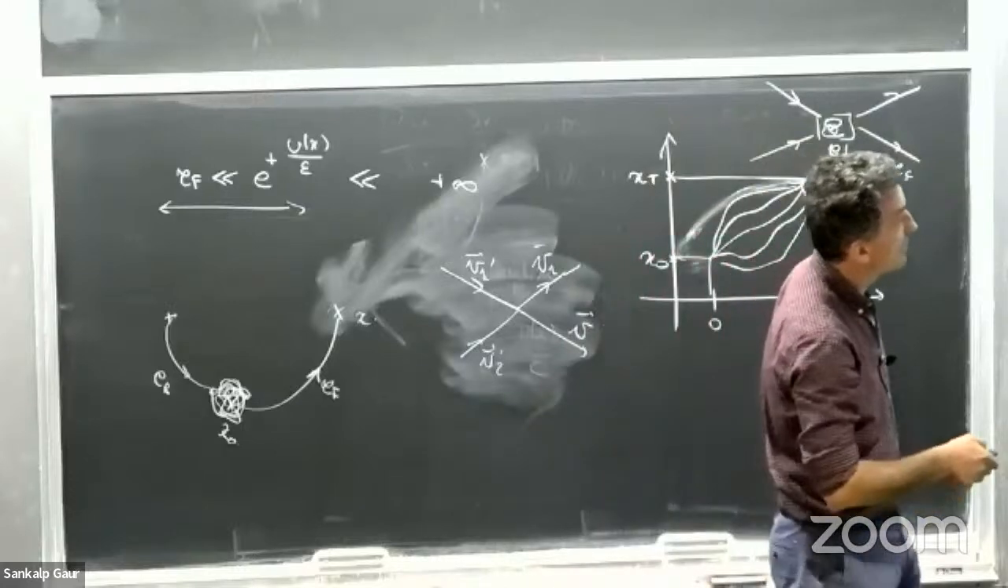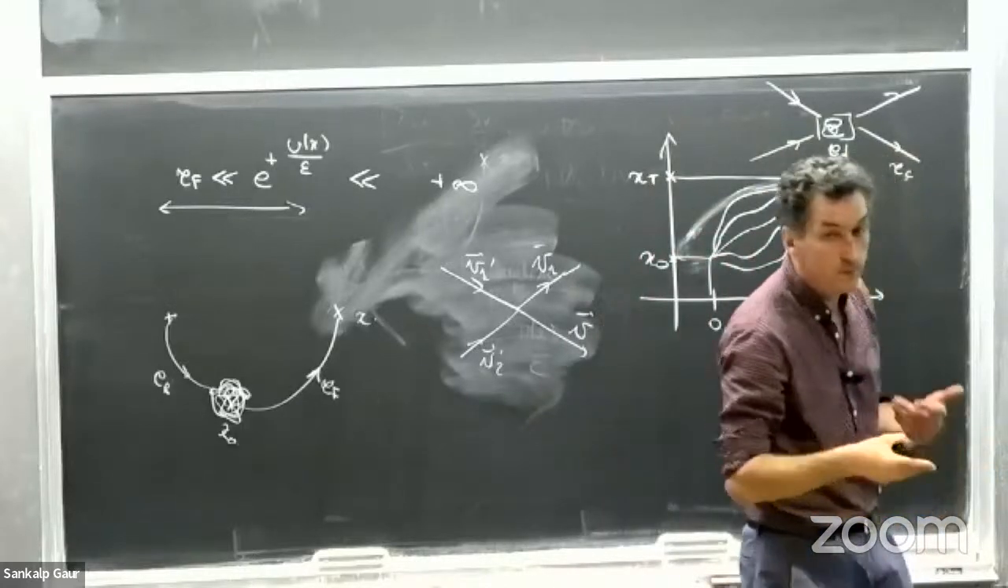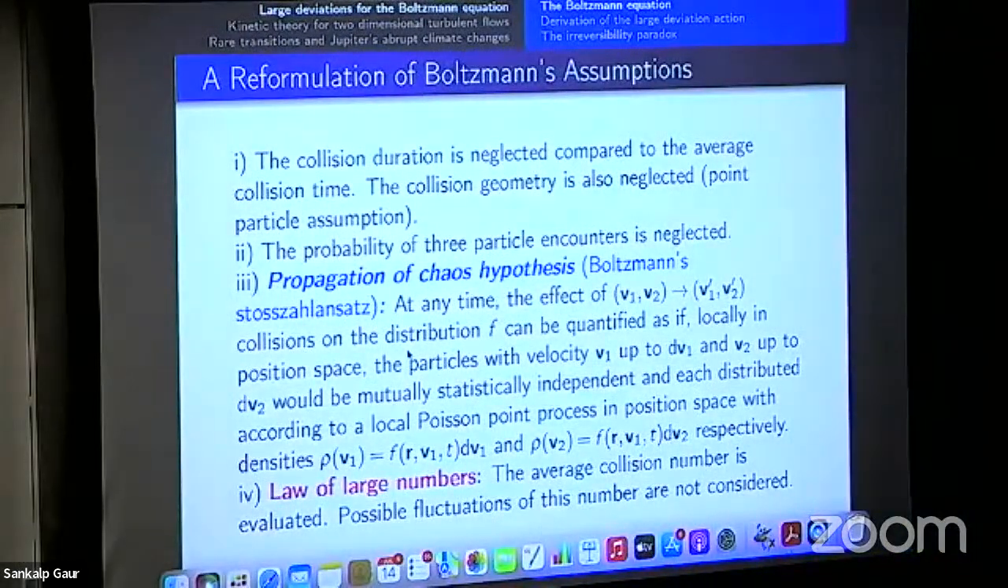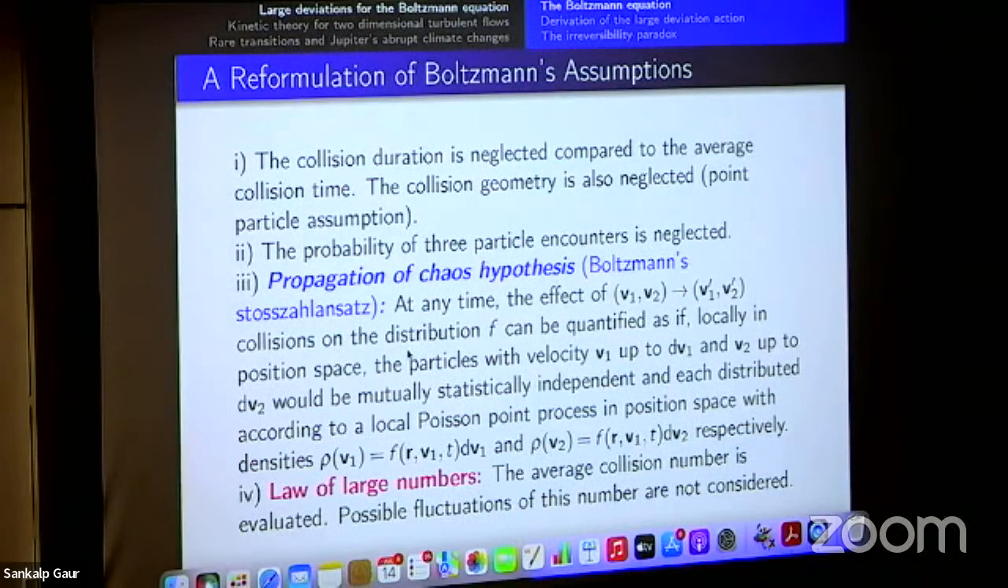And so all these assumptions, if you think about them, are extremely natural for a dilute gas, and they will be correct in what is called the Boltzmann-Grad limit, for which the number of particles in a box the size of the mean free path is very large.